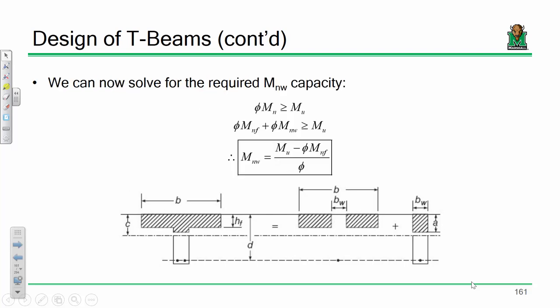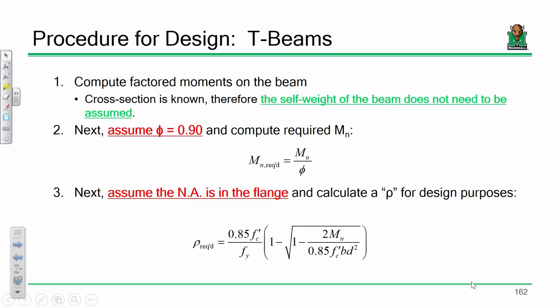For the web couple, all we have to do is say, how much remaining capacity do we need? Solve accordingly. Alright? So I want to walk through the step-by-step process, and then we're going to do a couple examples. So, here's the design process for a T-beam. And it looks like there's a lot of steps, but some of the steps we end up skipping depending upon what happens. So the first thing that we do is we compute Mu, the factored moments on the beam.